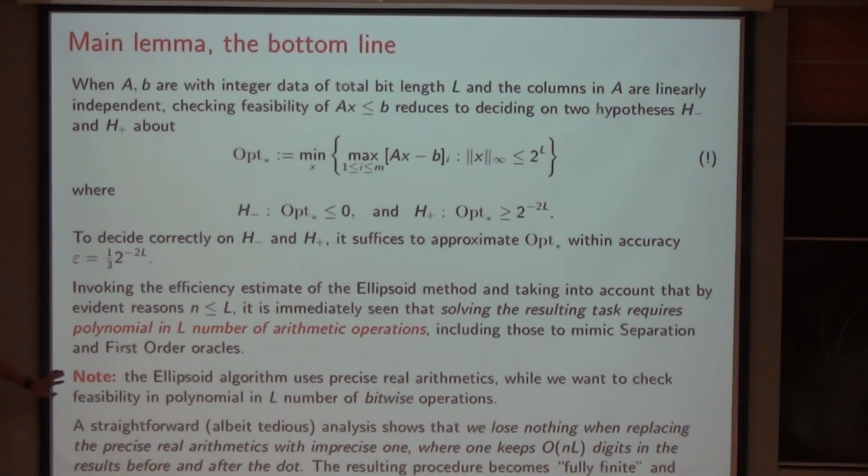There is a slight point because when we were talking about the ellipsoid algorithm, we were talking about real arithmetic. And basically here we have to use finite precision arithmetic, but fortunately the ellipsoid algorithm is stable with respect to rounding errors, and it's tedious, but it's easy to prove that using finite accuracy operations, we will also obtain the same result.